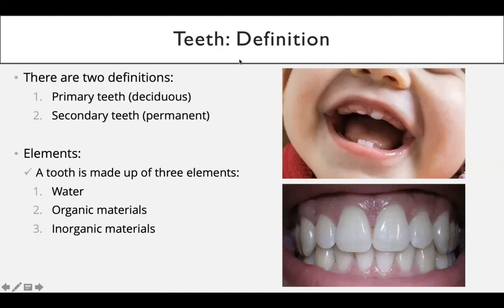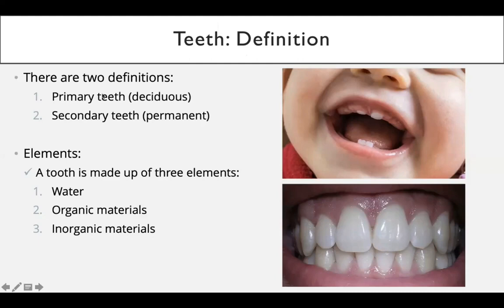Okay, let's see. Definition. There are two definitions. Primary teeth, also known as deciduous teeth, and baby teeth and milk teeth are the layman terms, but these two are the medical terms. This baby is showing his or her baby teeth, which are also known as deciduous teeth.